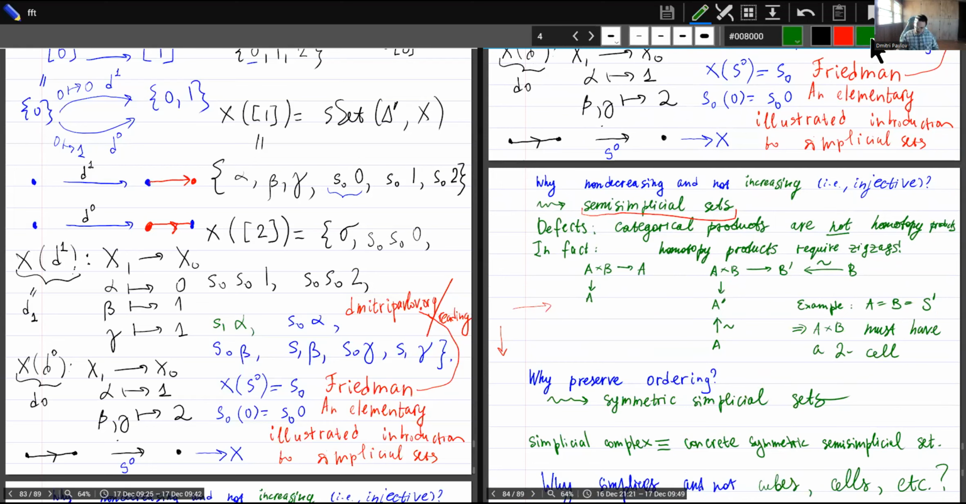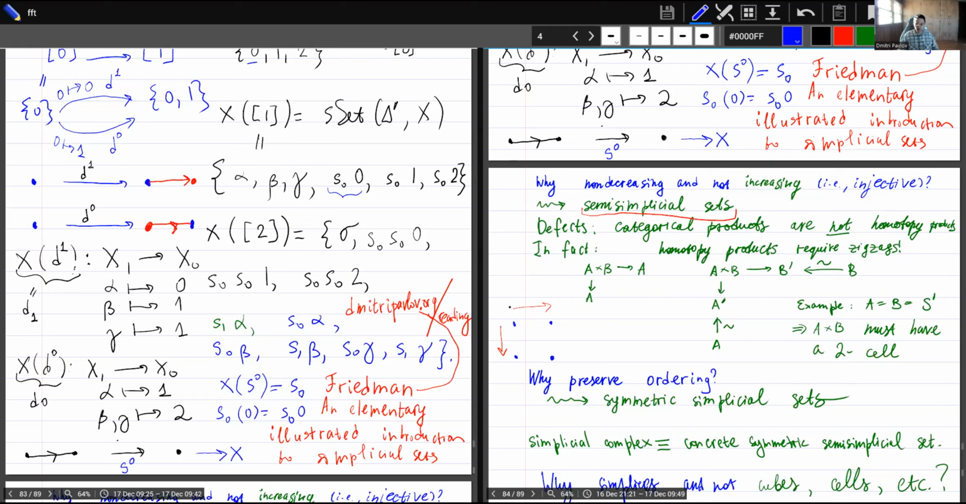And in the product, I'm going to see, well, a vertex in the product will be a pair of vertices, one vertex from each factor. So I will have this pair, I will have this pair, I will have this pair, and I will have this pair. Next, a one simplex in the product will be a pair of a one simplex here and a one simplex here.